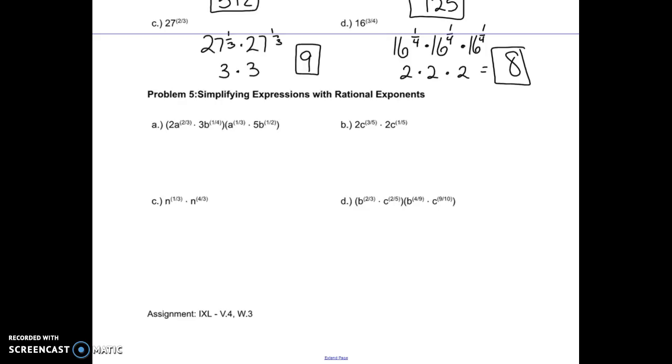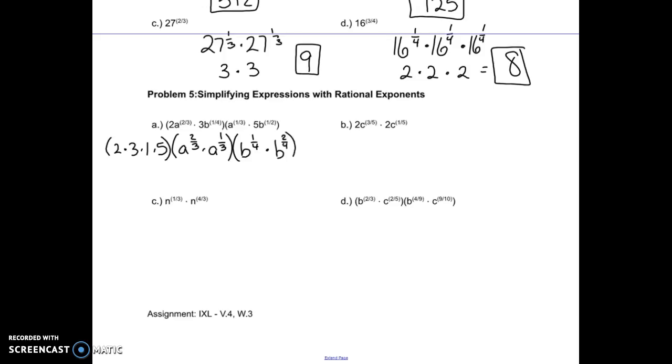So moving on to our last section, we're going to pull our coefficients out in front. So 2 times 3 times 1 times 5. The next one, we're going to put our a's in there. So a to the 2/3 times a to the 1/3. And then b to the 1/4 times, we have to change this one so it has a 4 on bottom, so it's going to be b to the 2/4. That way when we add them, they have common denominators.